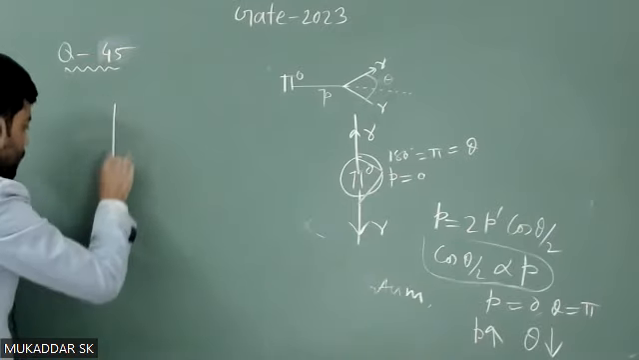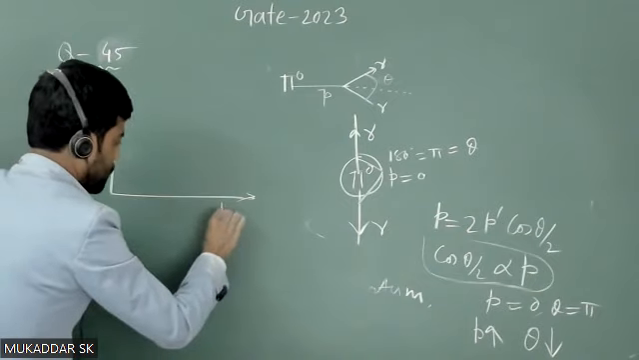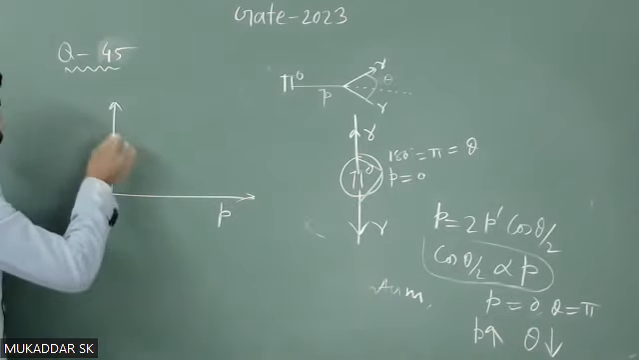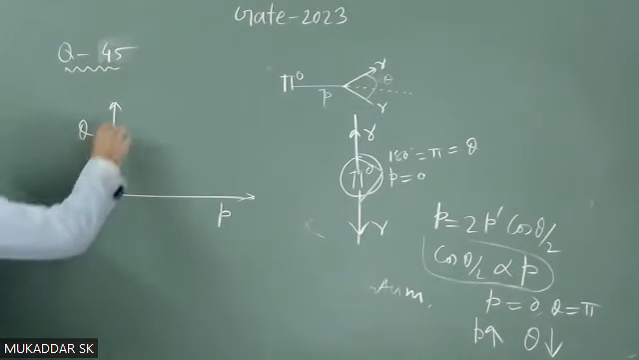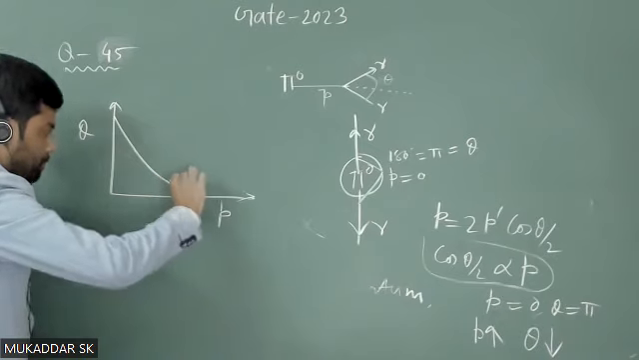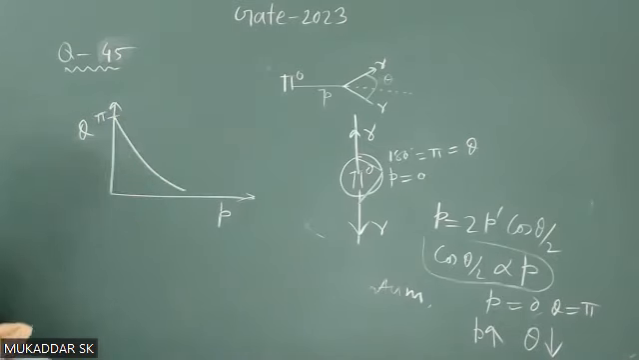So if I plot it, along this direction is the momentum of the incident pi zero particle, and this is the angle between the two photons. That plot will be like this. At p equals 0, this will be pi. So this will be the correct plot. Thank you.